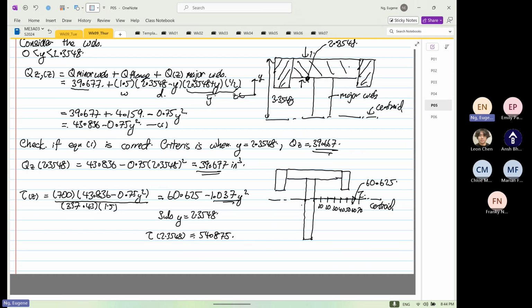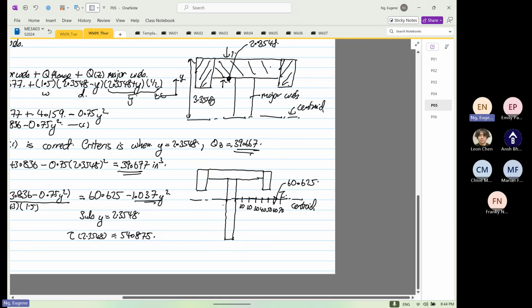60.625 minus 2.3548 squared times 1.037, so it's equal to 54.875. Okay, so the shear stress 54 is around here. So this is how the shear stress looks, and then it will go down to 0. And this is how the shear stress distribution looks.